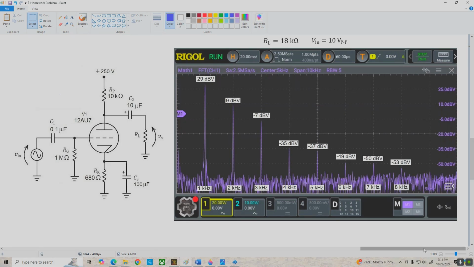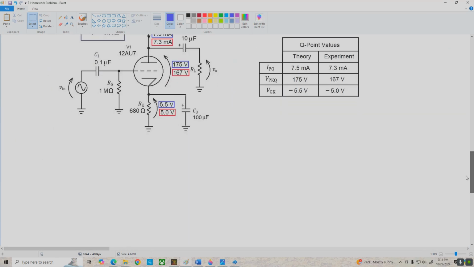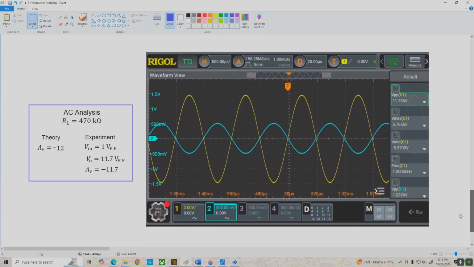Now, one of these days we'll do a cool comparison of the distortion characteristics of tubes versus JFETs and MOSFETs and BJTs, but that's a topic for another day. So let's go on over and take a look at the results we got with a load resistance of 470 k ohms.